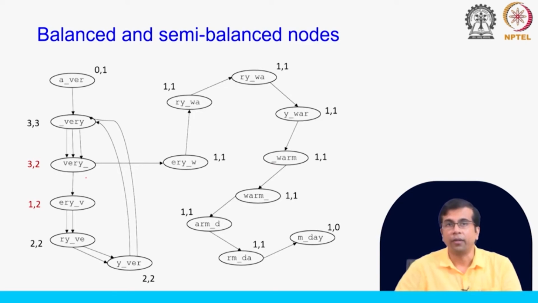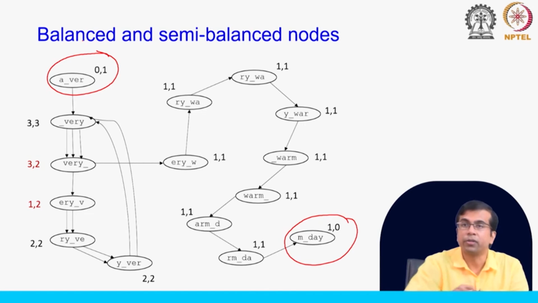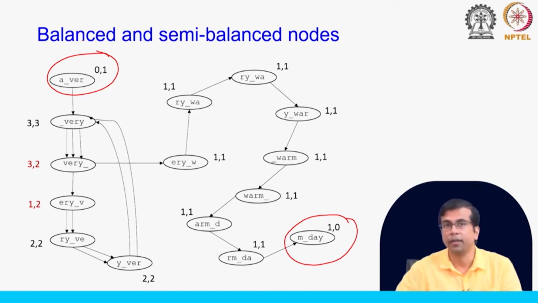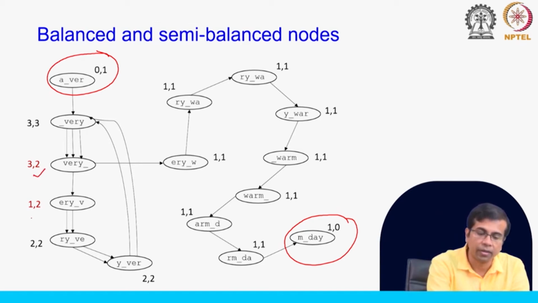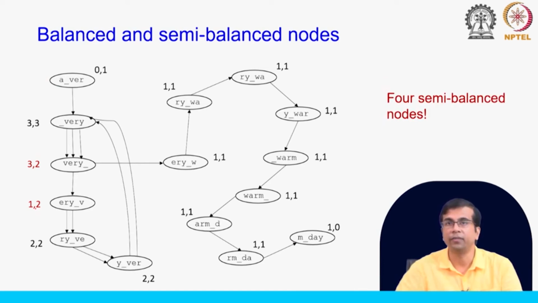Now, the moment this read is removed, what you see is that we have created two other nodes that are also not balanced. We had two nodes that were semi-balanced, not balanced, but we have now created two extra nodes that are not balanced either, because of the removal of this edge. You can see the in-degree is not equal to the out-degree; they are semi-balanced, the absolute difference is 1. So, in this connected graph we have 4 semi-balanced nodes.